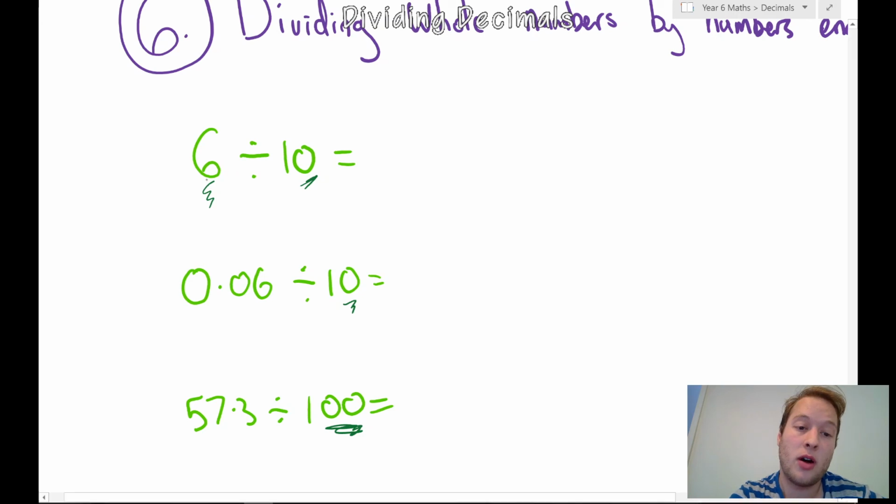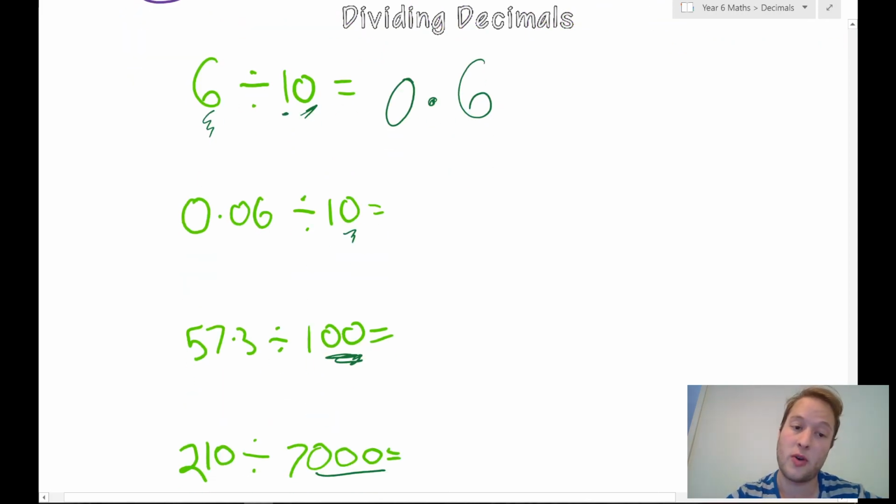So I'd go, well, what's 6 divided by 1? It'll be 6. And then I know that because of the 0, I actually have to bring my decimal that would be here over 1 spot. So my decimal's now here. So my answer is 0.6.